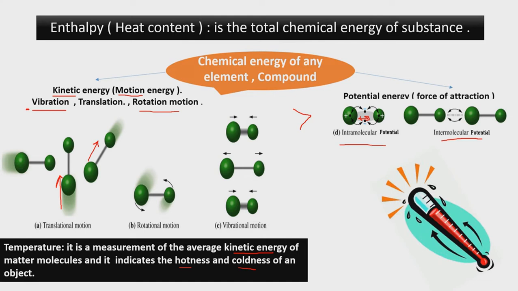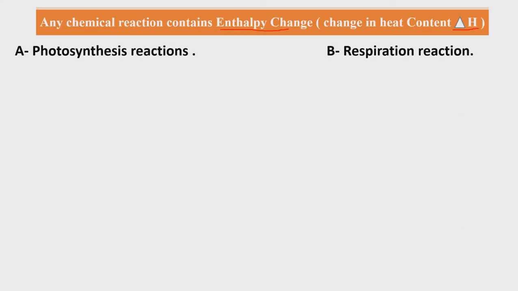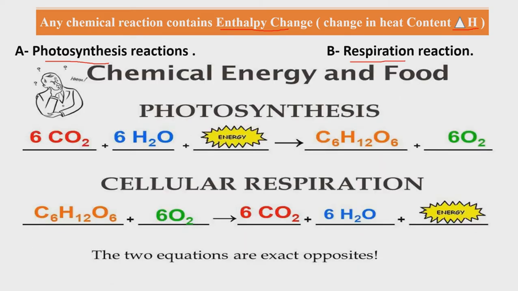Now we will see how we can calculate whether a chemical reaction contains an enthalpy change. The enthalpy change in a chemical reaction is delta H. We will have two examples of chemical reactions. The first one is the photosynthesis reaction, the second one is the respiration reaction. The photosynthesis reaction is the reaction of plants. It is a reaction inside the plant in which we use carbon dioxide, water and sunlight energy. So we take energy to complete the reaction.